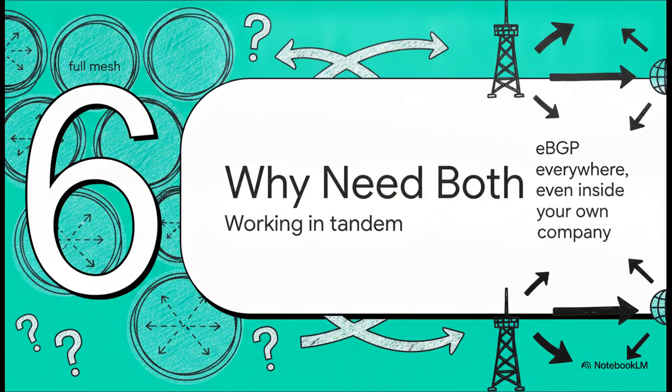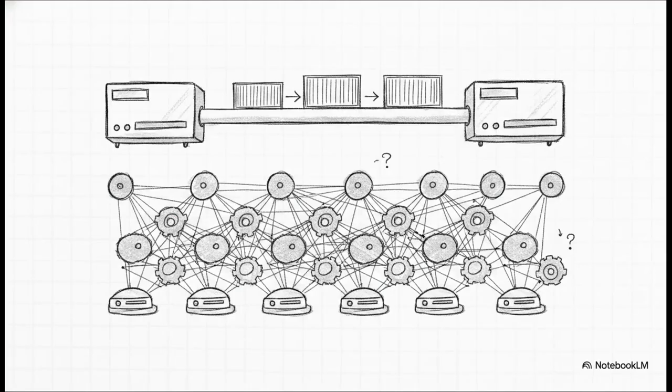Which leads us to our final point, Section 6, why organizations need both. It's a very logical question. If iBGP is so strict, requires a messy full mesh, doesn't update the next hop, and isn't even highly trusted by the router, why use it at all? Why not just use eBGP everywhere? You need both because they serve entirely different purposes.